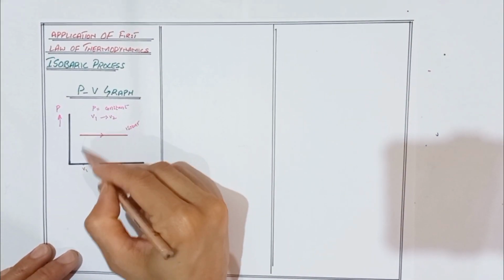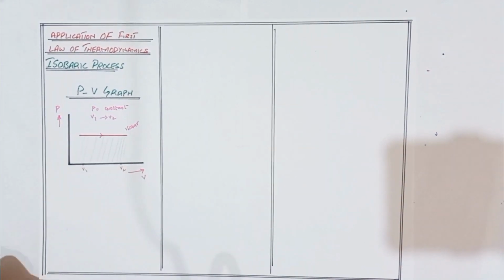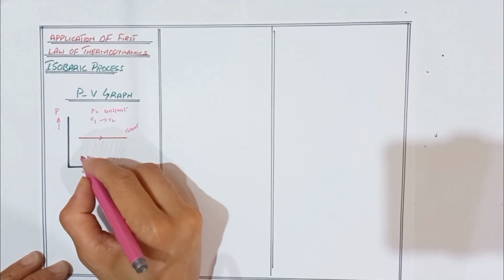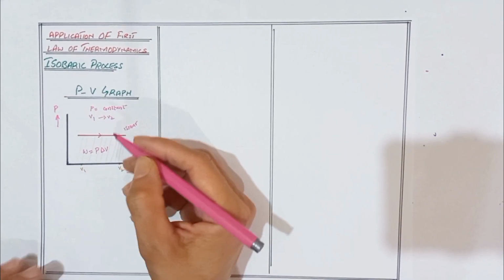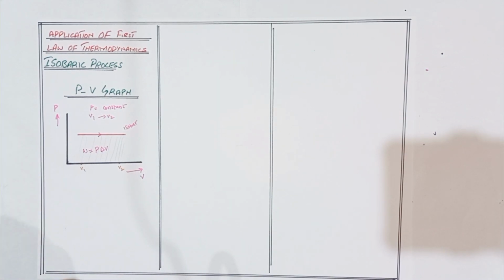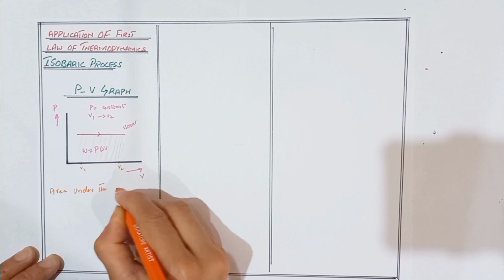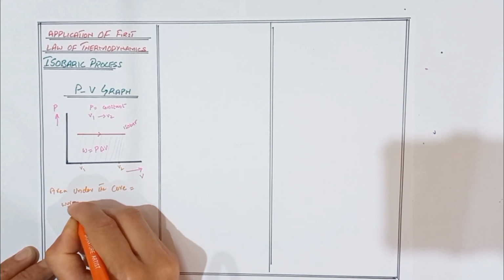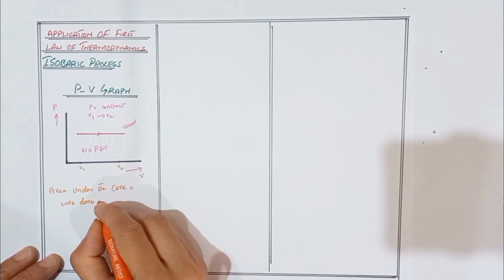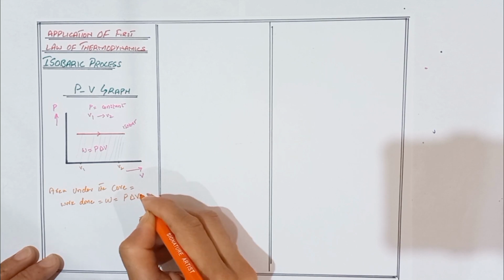We know that the area under the curve is equal to the work done. So we know that in the case of isobaric process, work done is equal to pressure into change in volume. So here we write area under the curve is equal to work done W, that is equal to pressure into change in volume.